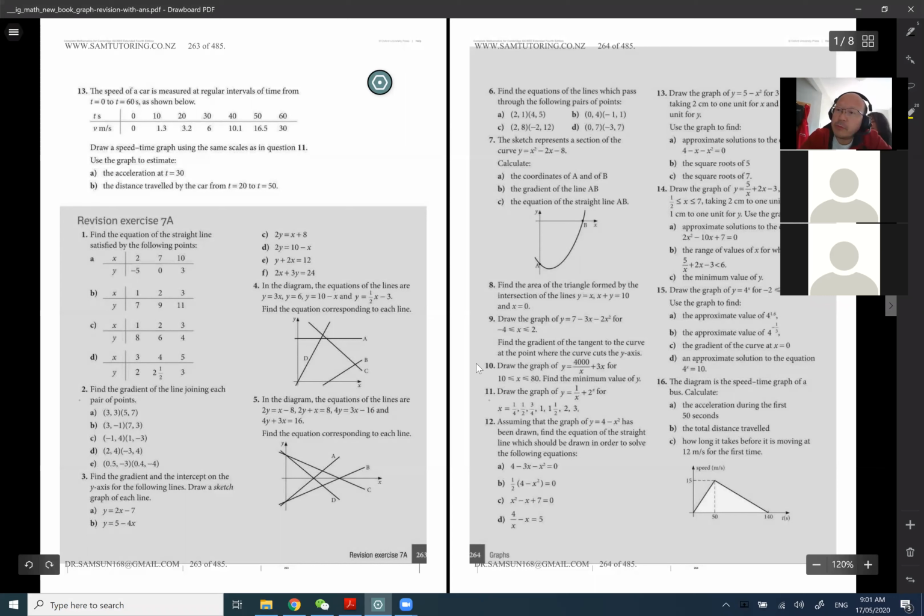Hello guys. First we revise some graph questions. Later we start geometry. This worksheet is in Google Drive. We can check straight lines first.